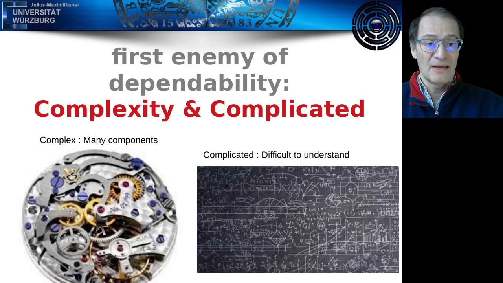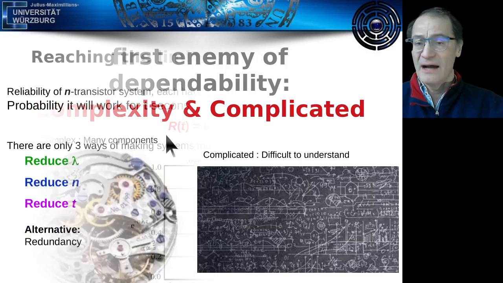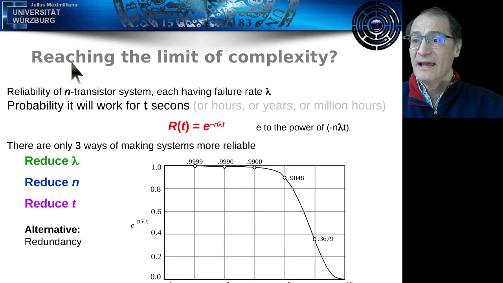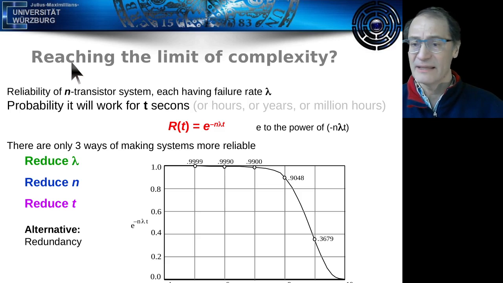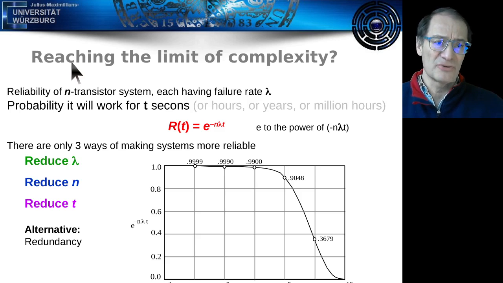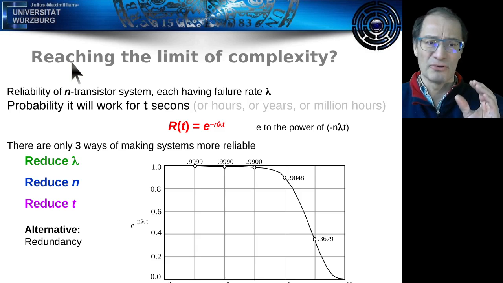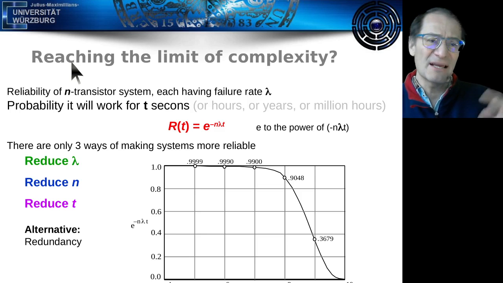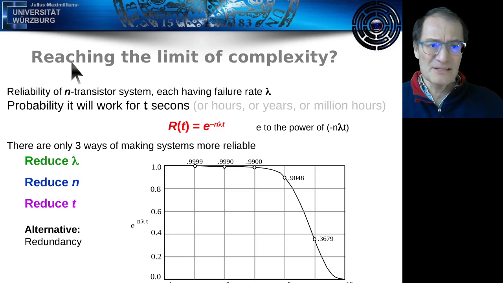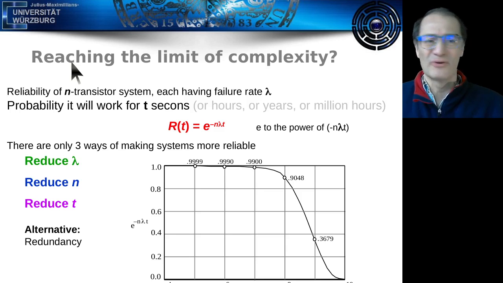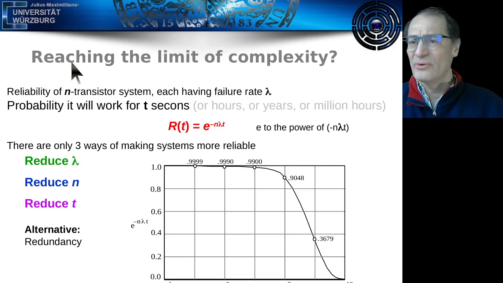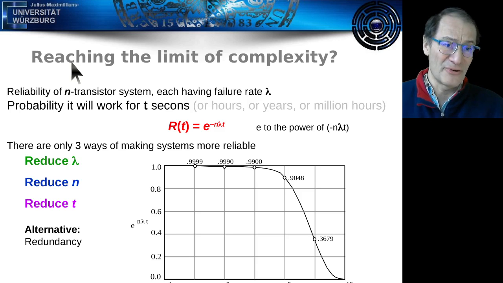So both are dangerous. First, let's talk about complexity. Why is complexity a problem for dependability and reliability? Okay, and I think we are already reaching the limit of complexity. Let's talk about transistors and embedded microcontrollers, for example. But you can apply exactly the same to any other things which have many, many components. These computations work only if all components are the same, or all components have the same failure rate.